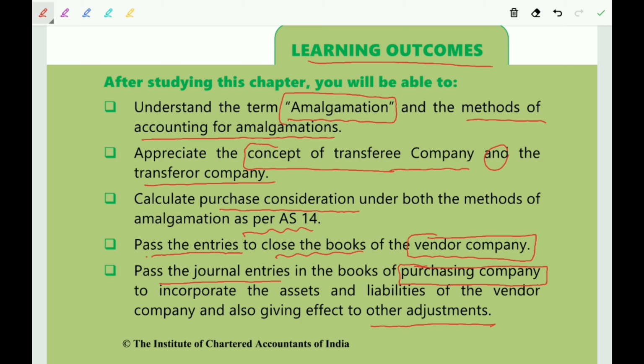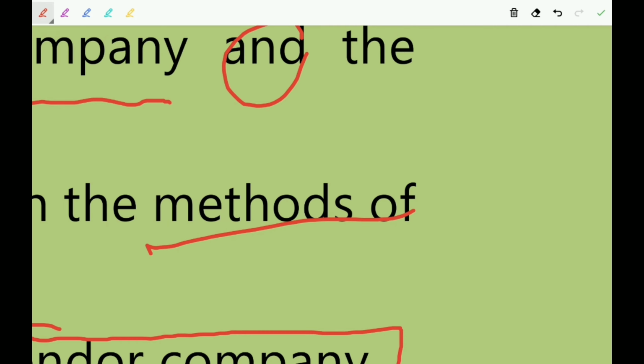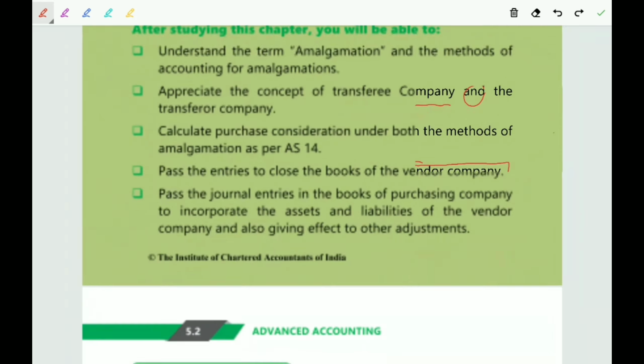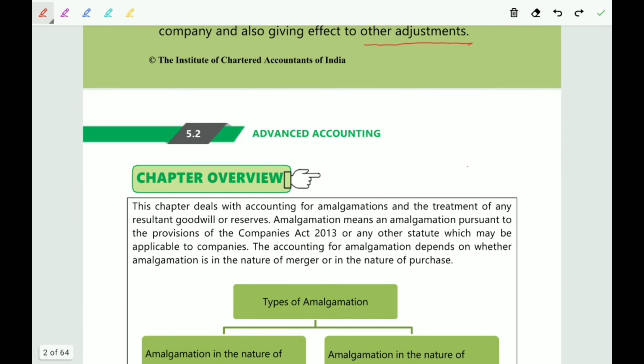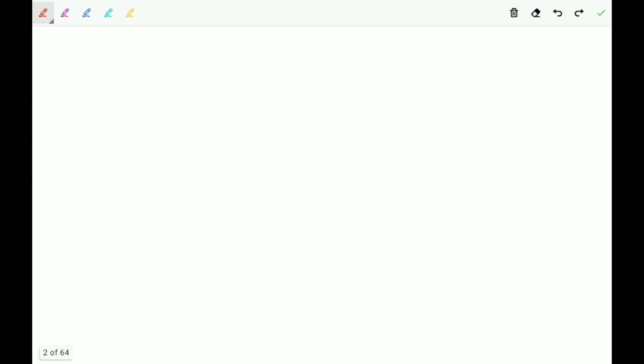First of all, we have to discuss amalgamation. Okay, write in your notebook for better understanding. Amalgamation in this AS 14 has three types.